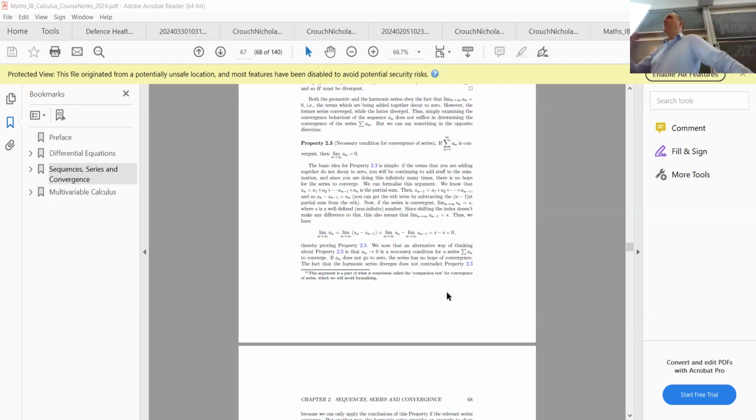And so we don't actually use that, we go the other way. If you are asked if a series converges, one of the first things you can do is look at that limit and say, if that's not 0, the series can't converge. This is actually one of the things people forget to do.